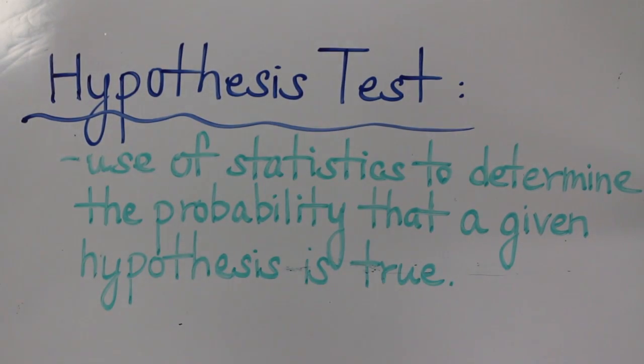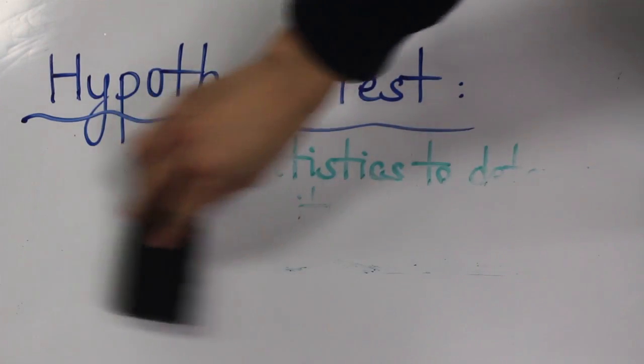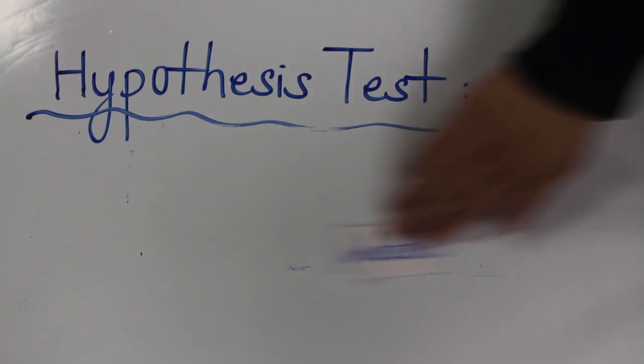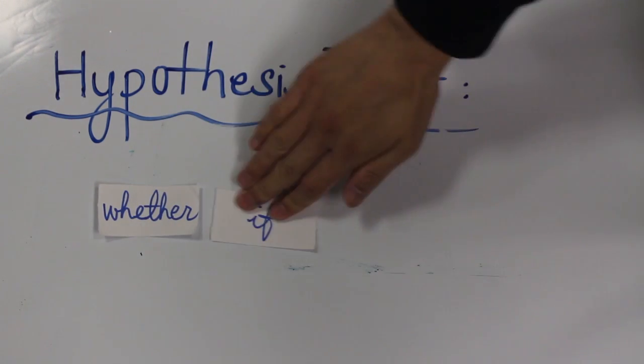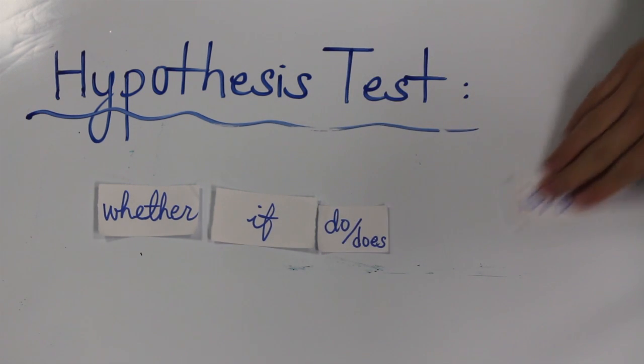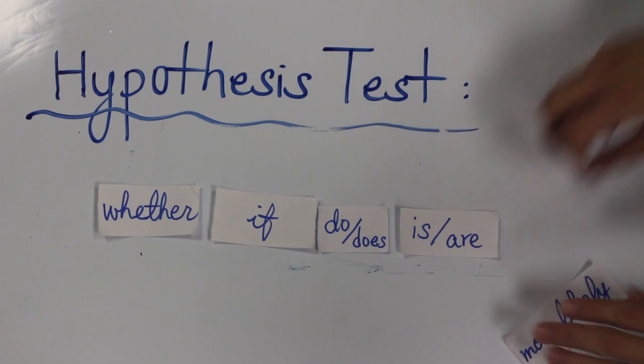Hypothesis test is the use of statistics to determine the probability that a given hypothesis is true. Some of the key terms for hypothesis test are whether, if, do or does, is or are, or more likely.